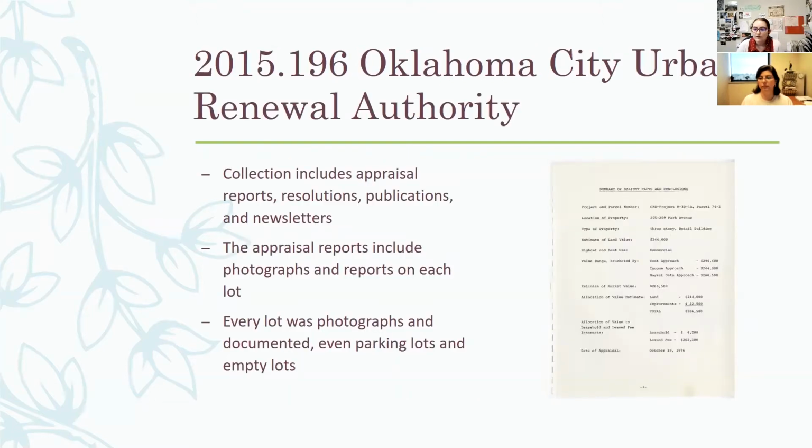I'm going to go over some of the collections that we have in our archives that will help you when looking at land records or looking for specific addresses or buildings. The first one is the Oklahoma City Urban Renewal Authority collection, an extensive collection that includes appraisal reports, publications, newsletters, and resolutions regarding urban renewal. The appraisal reports include photographs of each of the lots. As you can see, they also include how much the property was worth, if it was leased, and what type of building it was. Every lot was photographed, even empty lots, and parking lots were also photographed.